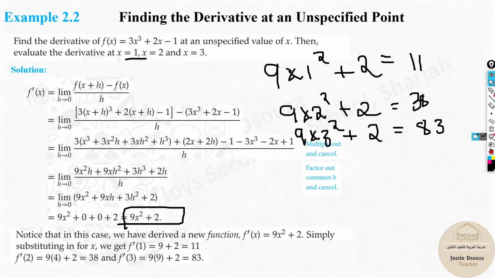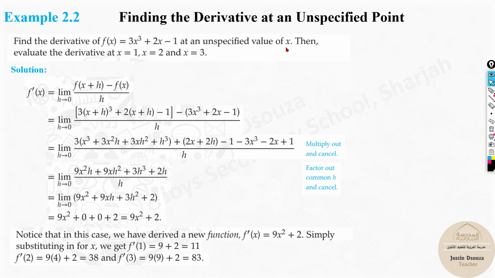So this is how we can solve considering x, and then we can just change the x values to whichever number we want. So we can find the derivative at x equals 1 or 2 or 3. So this is how we can easily solve it. Get an unspecified value of x and then change the x value to whatever is required.